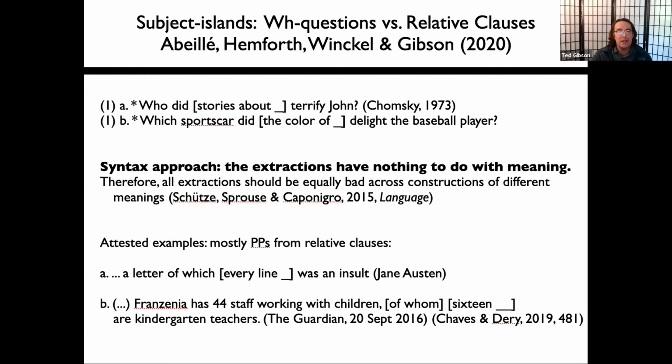So consider these subject islands again, as in 1A and 1B. Who did stories about terrified John? Or which sports car did the color of delight the baseball player? Clearly not good in English. Under the syntactic approach, the bad extractions out of subject position have nothing to do with the meanings of these things. Therefore, all extractions should be equally bad across constructions of different meanings. That's a critical prediction of this framework.